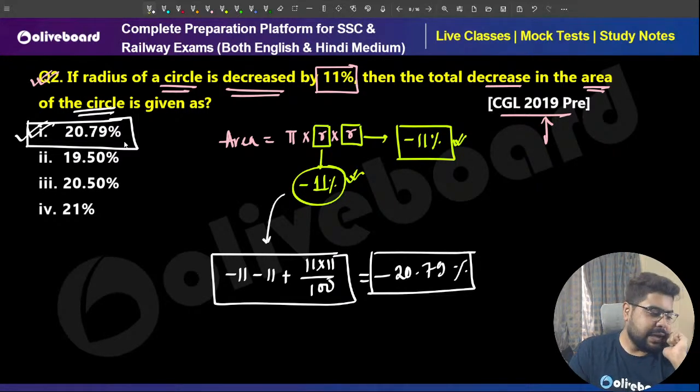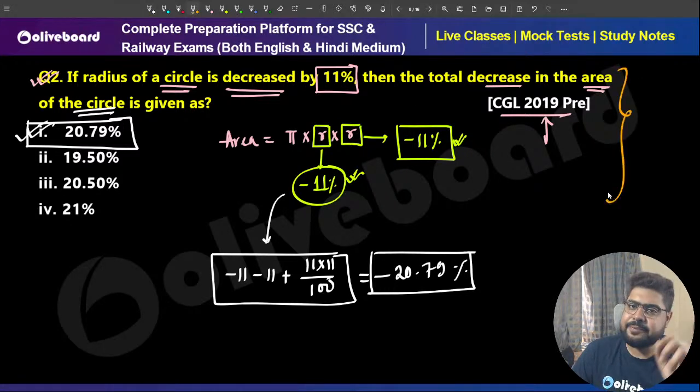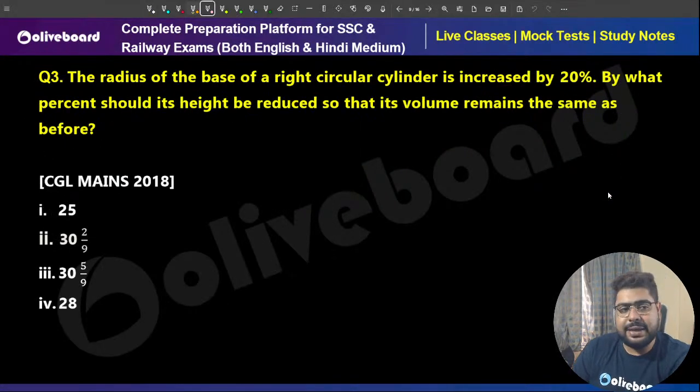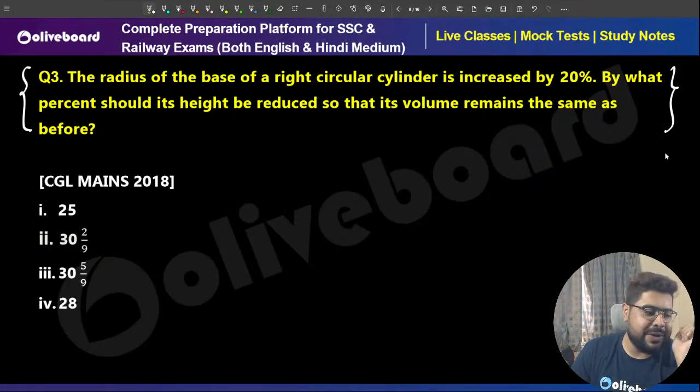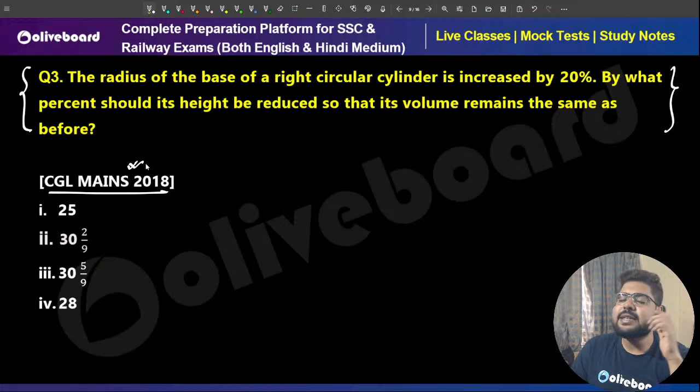Now this was one type of question. Now comes another type. Now comes this particular a little bit challenging type, which also I wanted to cover. So this is a question from 2018 CGL mains. Now honestly speaking, for this question you can do it using AB theorem, but still AB theorem is not the optimal method to solve these type of questions.